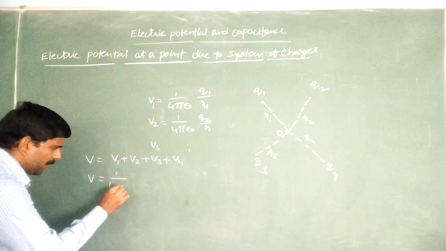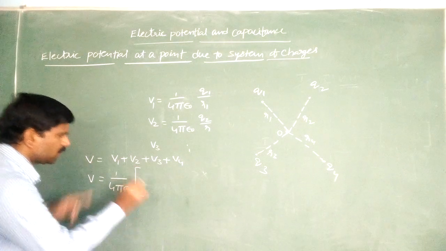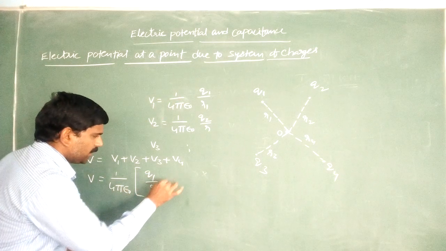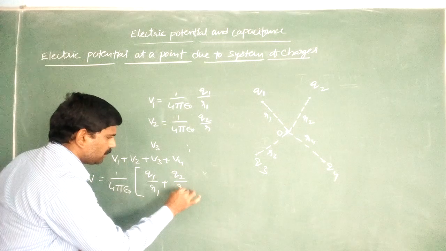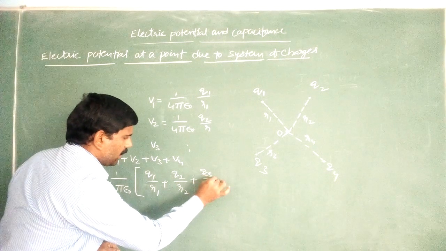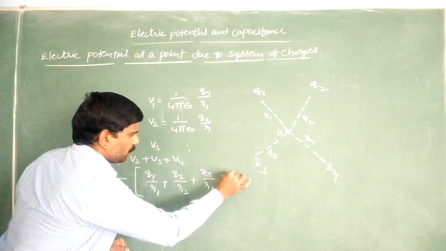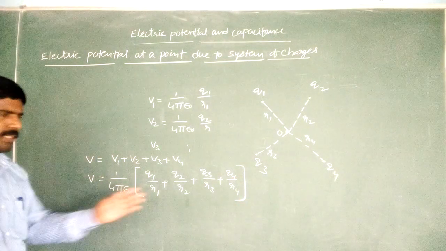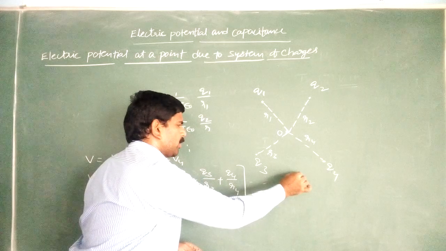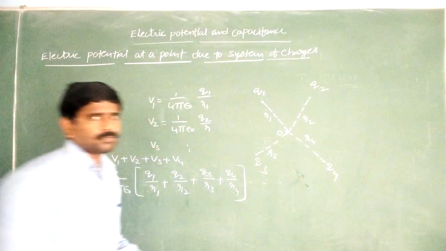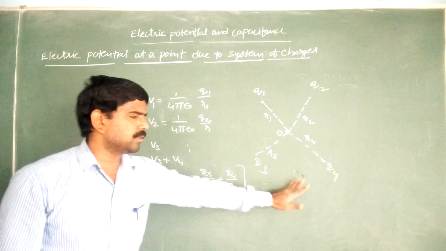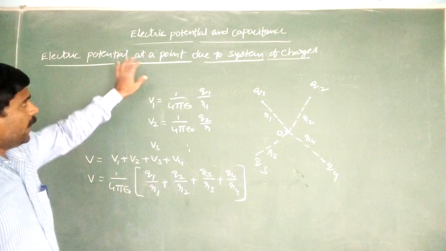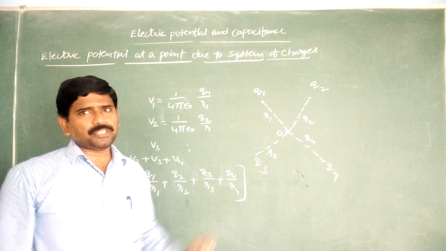1 by 4 pi epsilon naught into, so V1, that is nothing but Q1 by R1 plus Q2 by R2 plus Q3 by R3 plus Q4 by R4. In case you are taking n charges, plus and so on, Qn by Rn. Okay, so this is the electric potential at a point due to the system of charges.